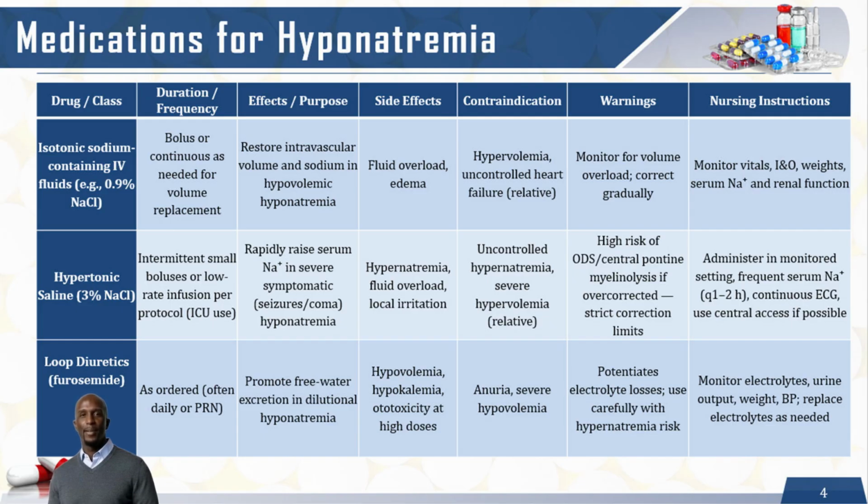In dilutional hyponatremia, loop diuretics help remove excess water while preserving sodium levels. However, they increase the risk of hypokalemia and dehydration. As nurses, our job includes electrolyte monitoring, blood pressure checks, and replacing potassium if needed.